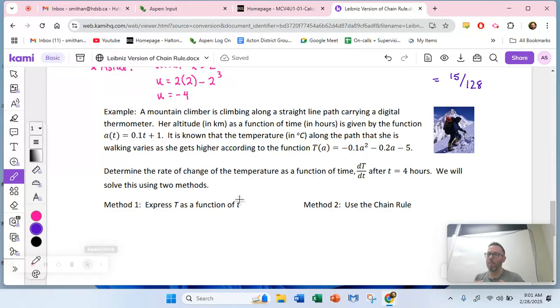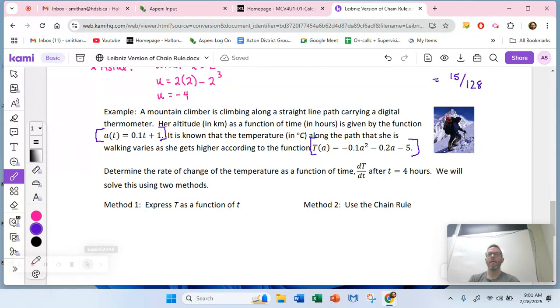But this mountain climber's altitude is changing with time. So the temperature she is experiencing varies with altitude, but her altitude is changing with time. So this is a composite function. We have how the temperature changes with altitude, which down here is a quadratic function, and we have the mountain climber's altitude changing as a function of time.